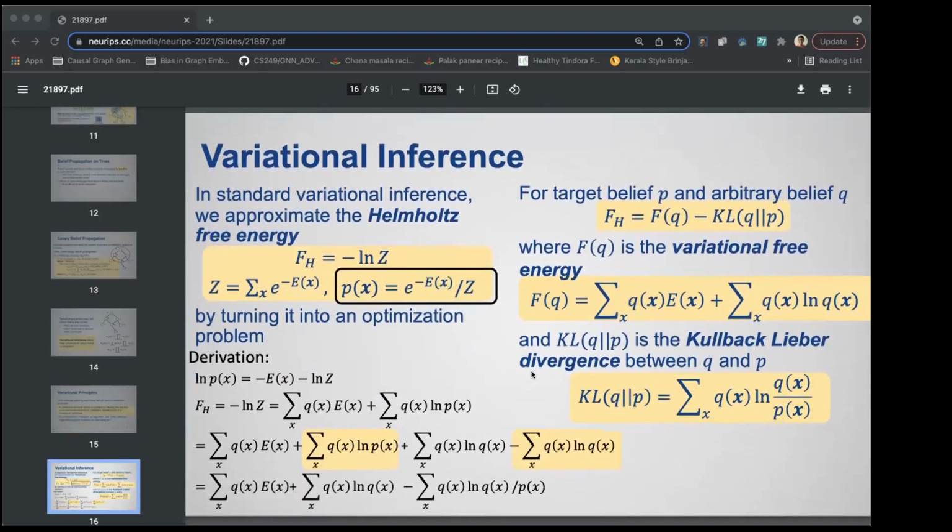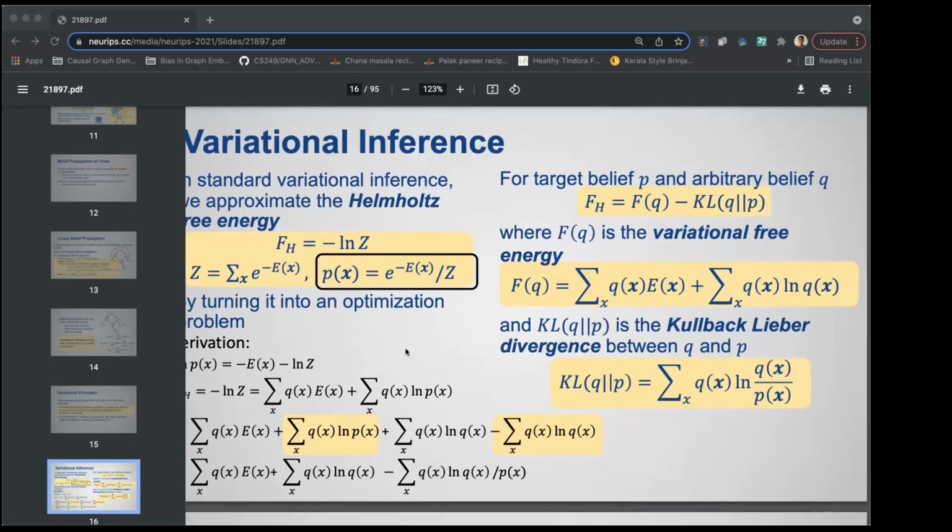So in standard variational inference, we're going to approximate what we call the Helmholtz energy. The Helmholtz energy is equal to the negative log of this partition function, where Z, again, is the sum over the exponent of the negative of this energy. And the probabilities are equal to, for individual instantiations of the set of random variables, e to the negative energy divided by the partition function.